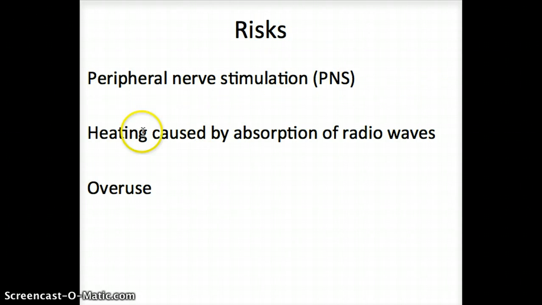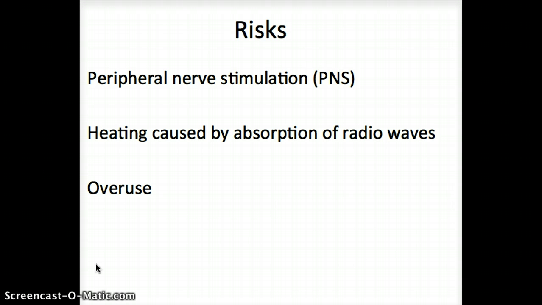Moving on. There are very few risks, and one of the first risks is peripheral nerve stimulation. The rapid switching on and off of magnetic field gradients is capable of causing nerve stimulation, and a few volunteers have reported twitching sensations when exposed to rapidly changing fields, and so far that hasn't caused too many problems. The only thing it's caused is a small amount of discomfort for the patient.